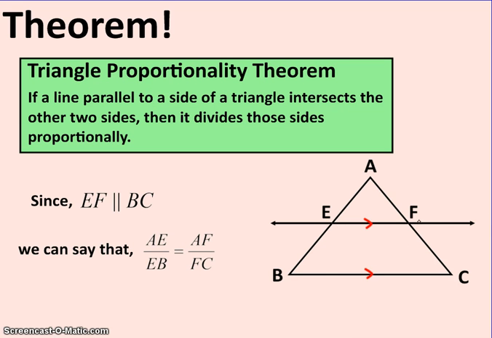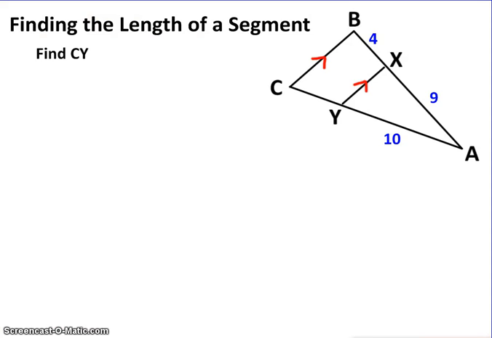So if this line EF is parallel to the side BC, and it goes through these sides of the triangle, that means that the sides are going to have to be proportional. So that would mean that AE divided by EB would be equal to AF divided by FC. Okay? So let's put that into practice.